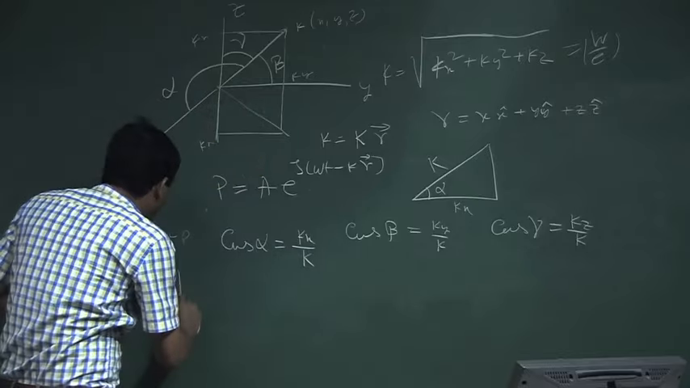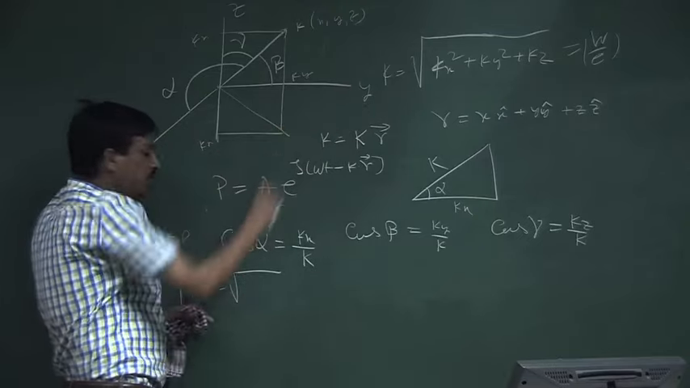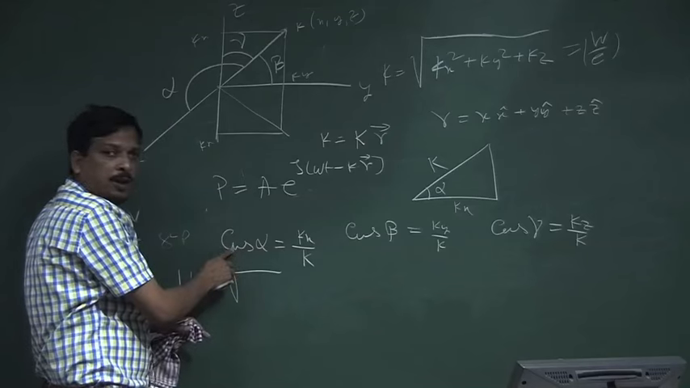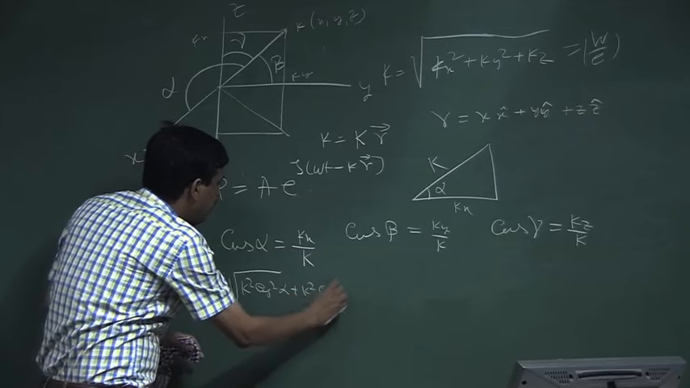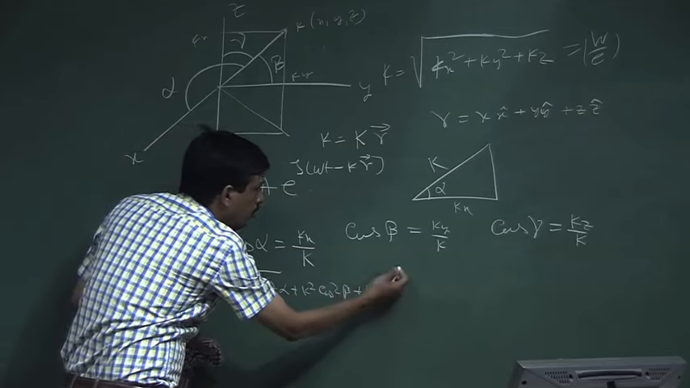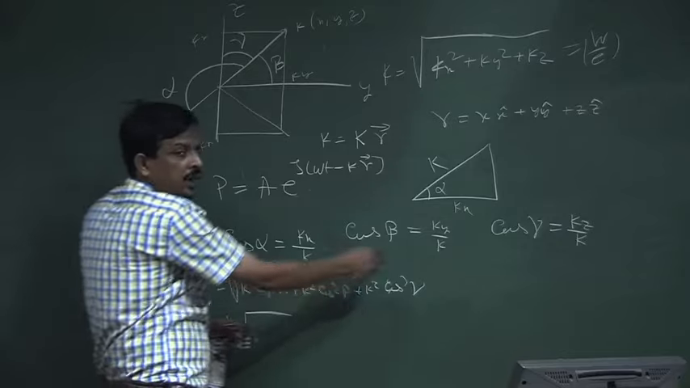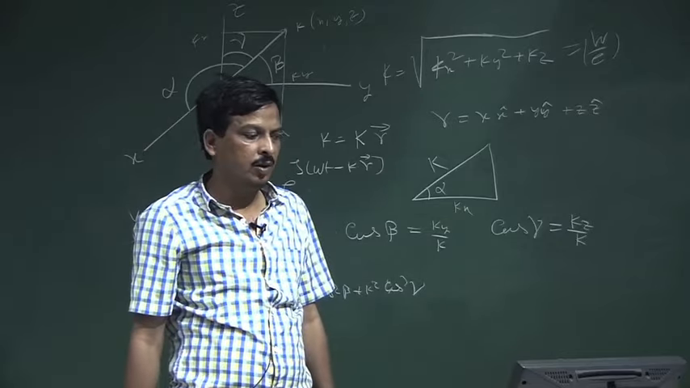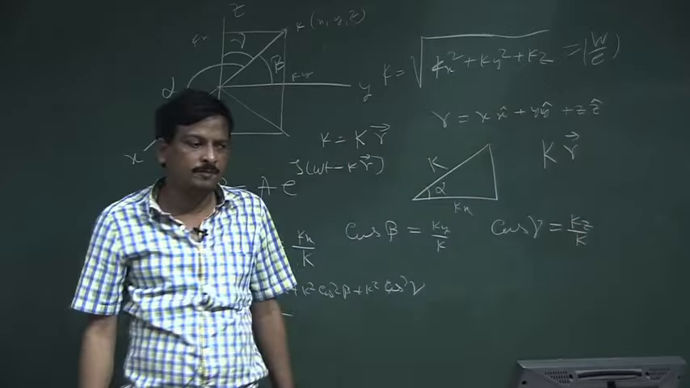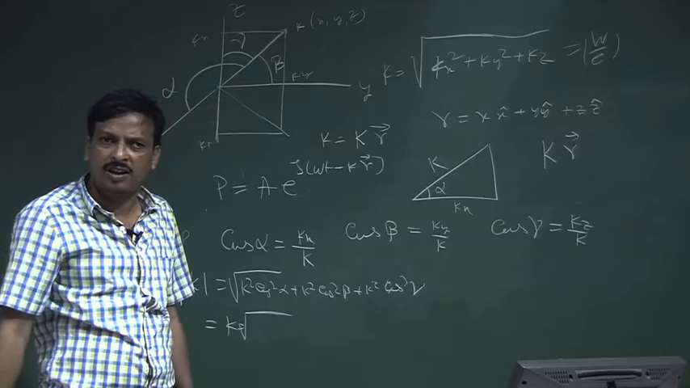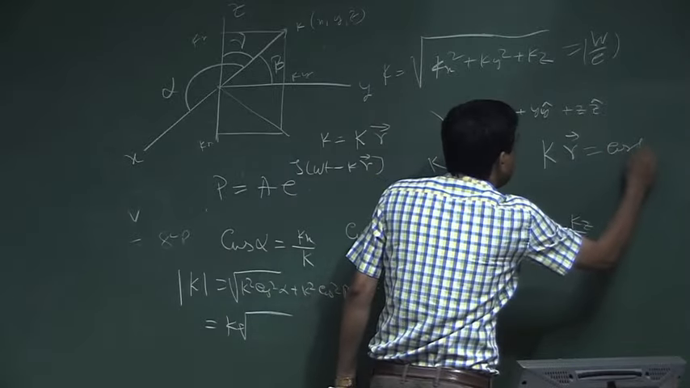So, I can write instead of k_x, k_y, k_z, mod k is the amplitude. So it is nothing but root over of k_x square plus k_y square plus k_z square. So it is k into root over of cos square alpha plus cos square beta plus cos square gamma. Okay. So now k into r is the wave vector, the directional vector, which is called the propagation vector. So this propagation vector is equal to constant.